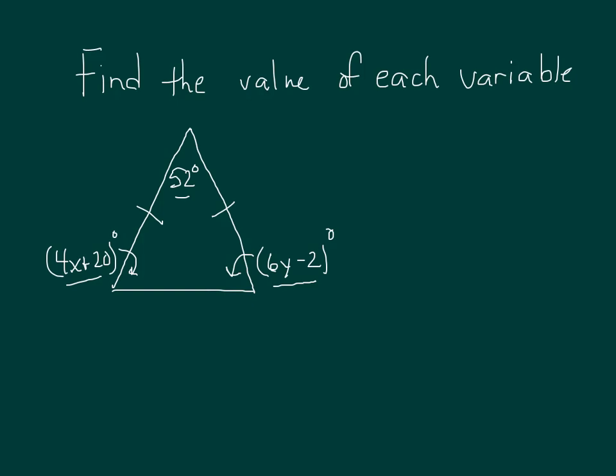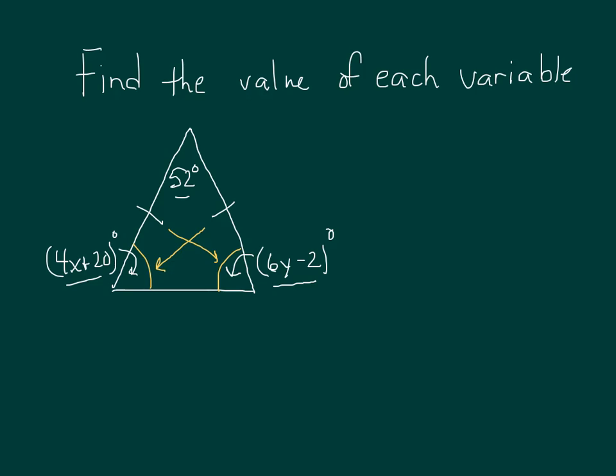So what we're going to try and do is use the fact that we know we have an isosceles triangle, which means the base angles, this one and this one, are equal. So you might think we can set 4x plus 20 equal to 6y minus 2 and solve, but that's not going to give us either of the values because we still have one equation with two variables. So let's find the way to do this.